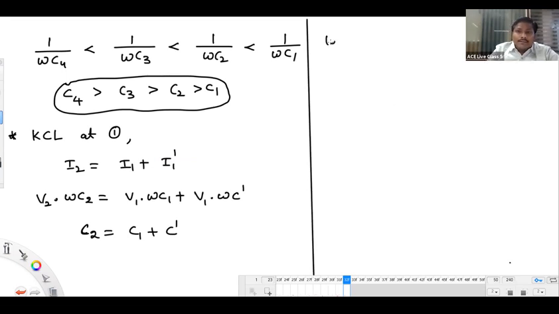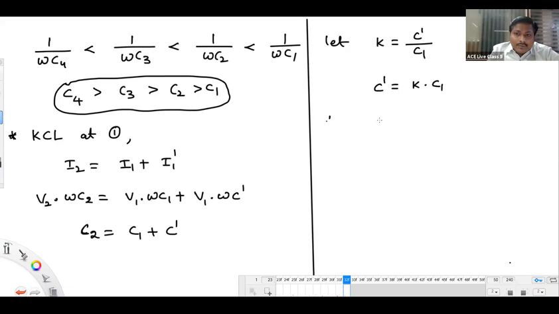Let us take the constant K equals C dash by C1. Now we can get C dash as K into C1. That you substitute here.